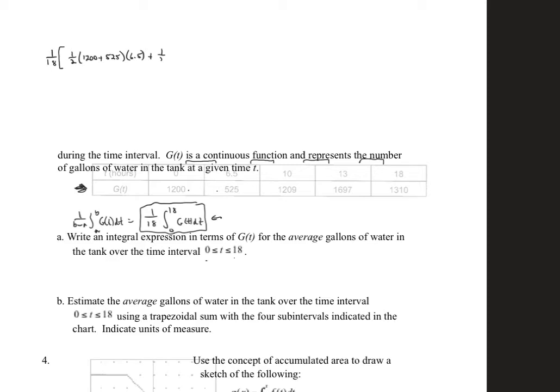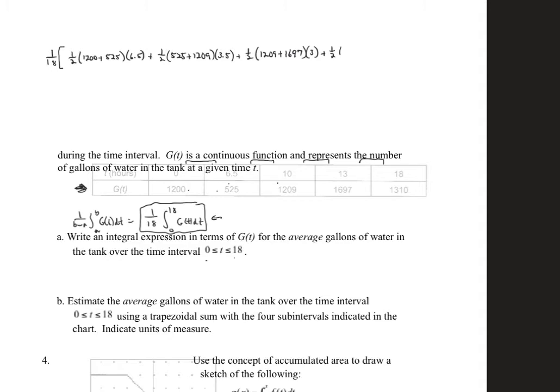The second trapezoid is going to be 1/2, and its bases are going to be 525 plus the 1209, and its delta t is going to be 10 minus 6.5, which is going to be a 3.5. And our third trapezoid is going to be 1/2. It's going to be the 1209 plus the 1697. And then our delta t is going to be 13 minus 10, which is 3.